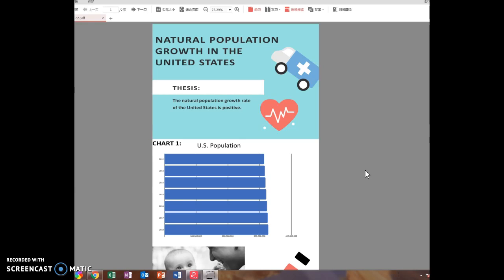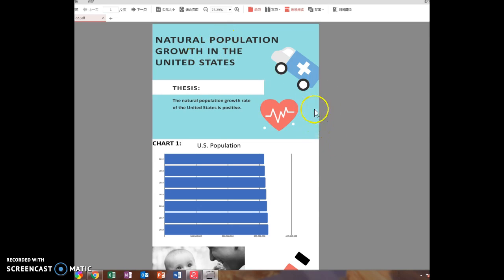It's my infographic. An infographic is an information aid graphic. It's an easy and effective way to tell the general audience about detailed data and academic information. My infographic is about natural population growth in the United States.